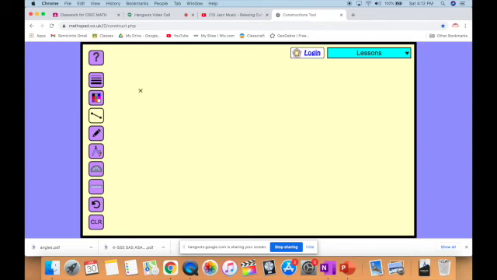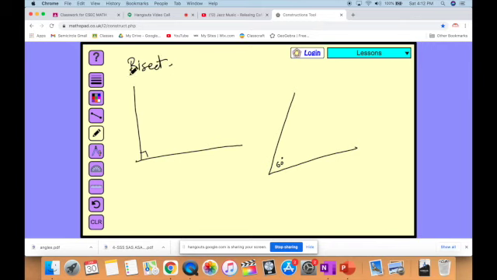Alright. So, we constructed just now a 90-degree angle. We also constructed a 60-degree angle. What we're going to learn how to do now is bisect. Bisect means cut in half. So when we cut a 90 in half, we're gonna get 45. And then we could cut the 45 in half to get 22.5.